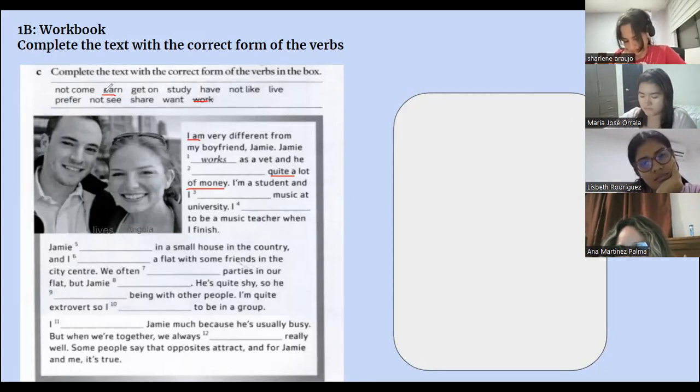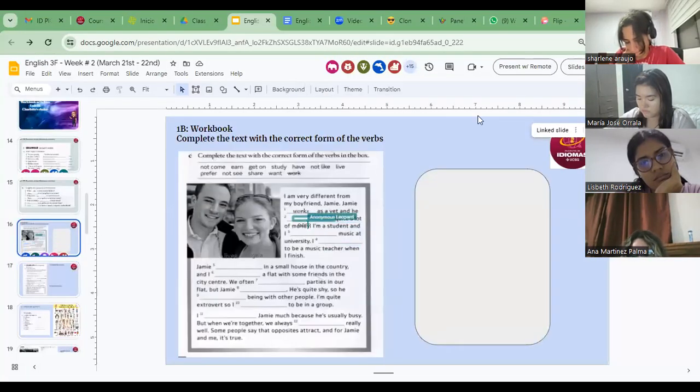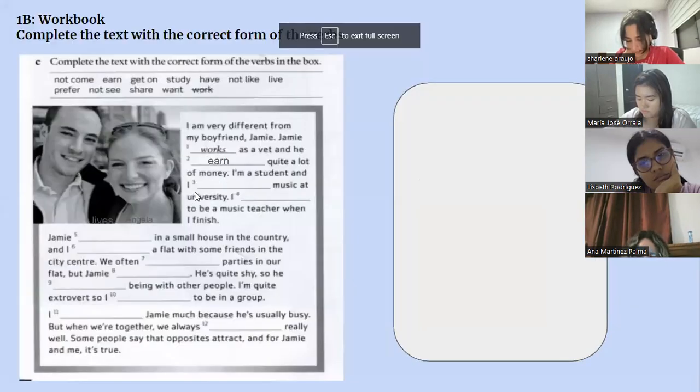So in here it is earns, and we have to add the letter S because we're talking about Jamie, and Jamie is a he. So earns is going to be with S, right? Can you please write it down on the slide? I'm not going to use the Zoom annotation tool to write, because the annotations don't stay there. No se guardan. Okay, let's keep reading. Good. Thank you, Angie.